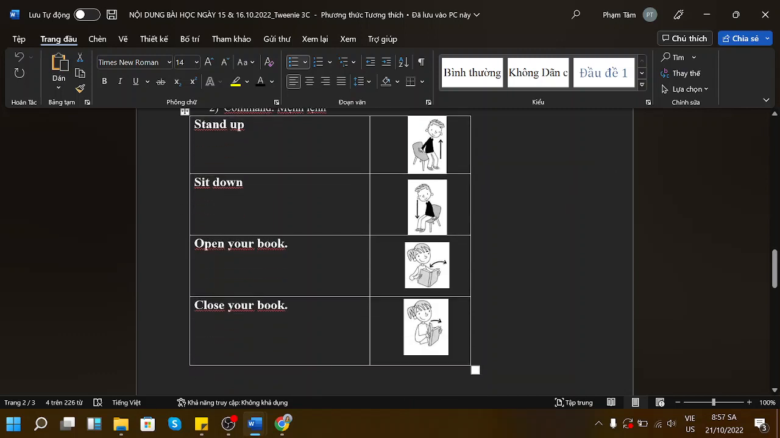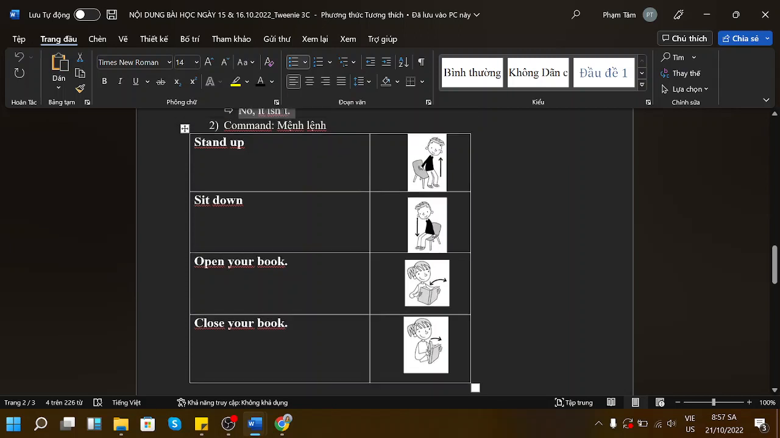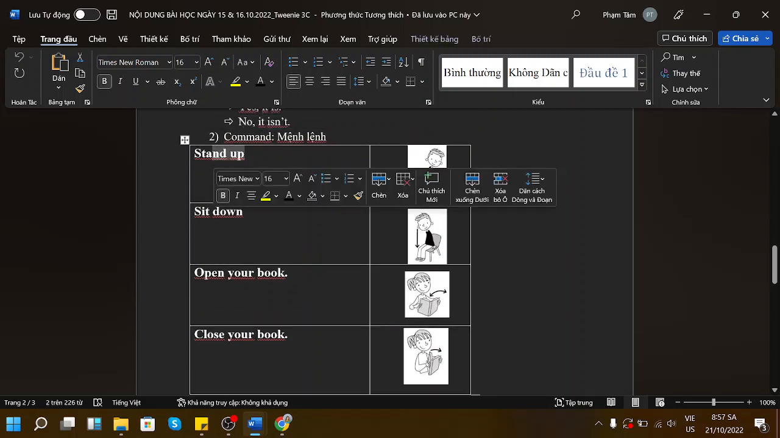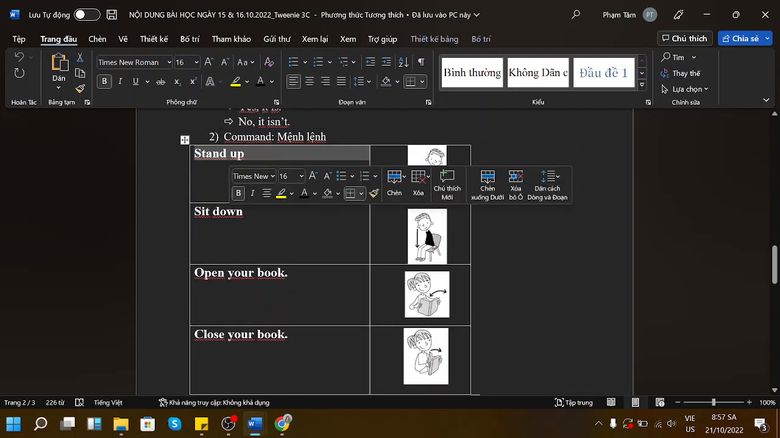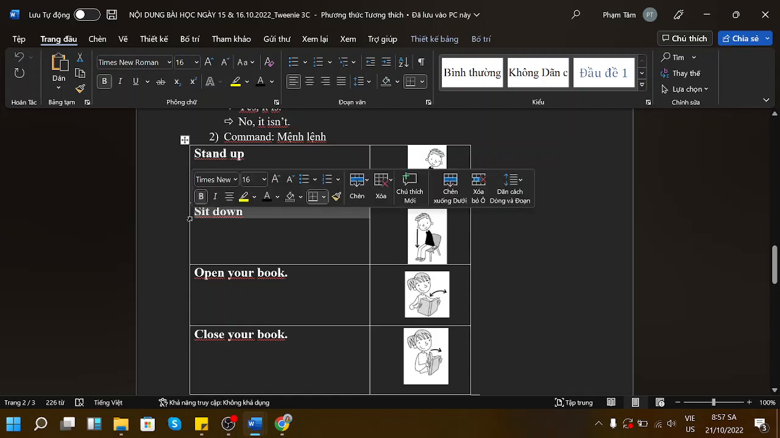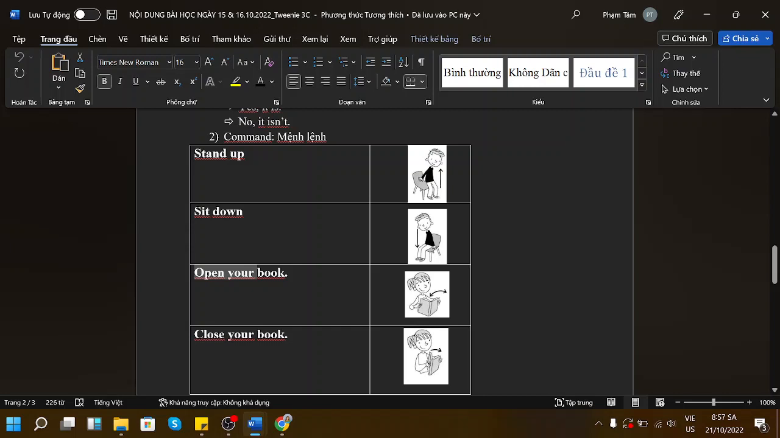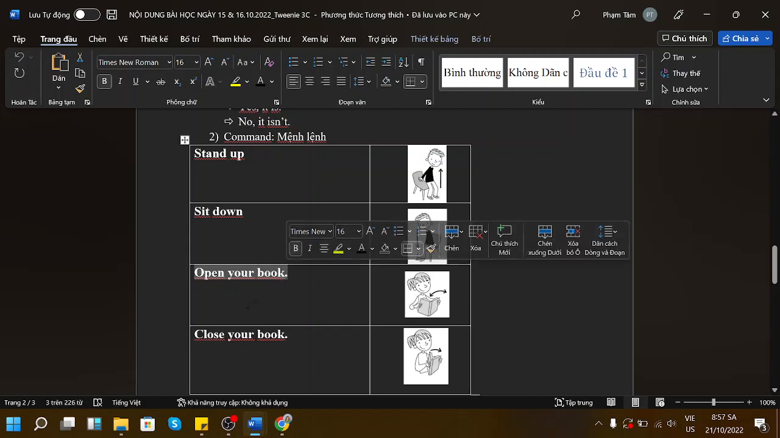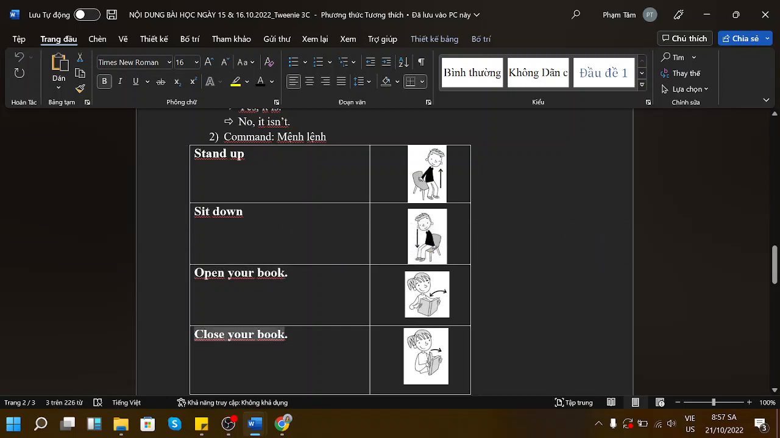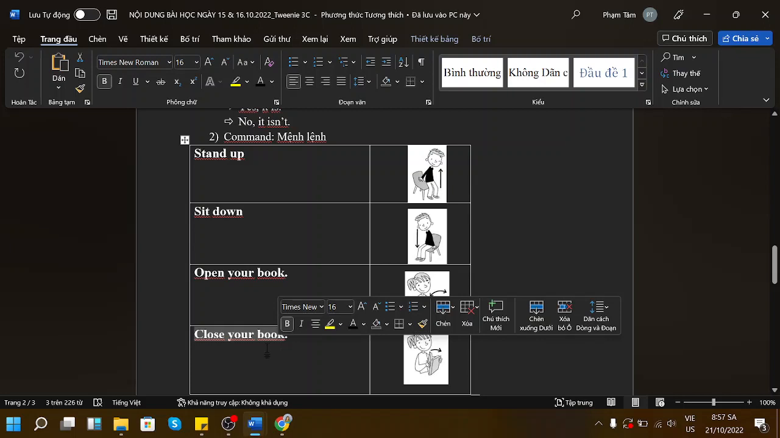We have learned the commands. Stand up. Sit down. Open your book. Close your book.